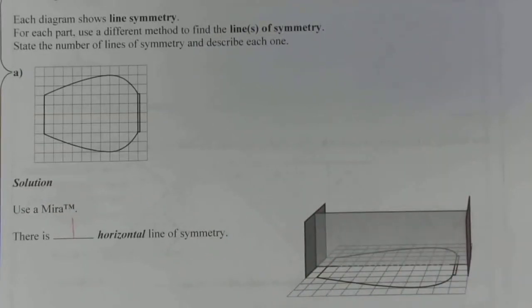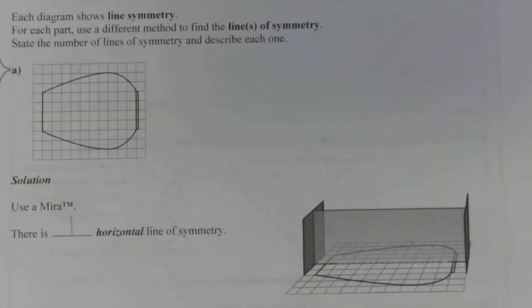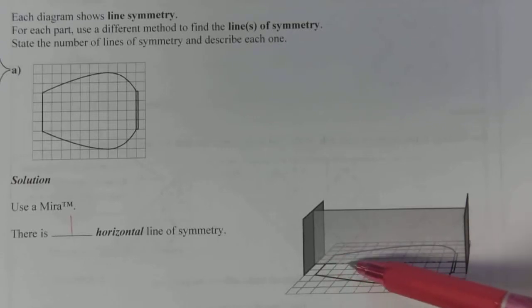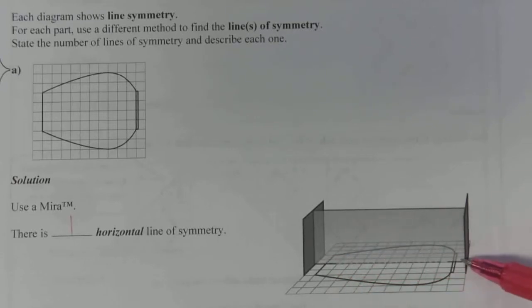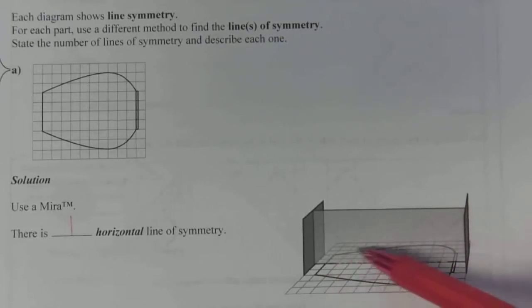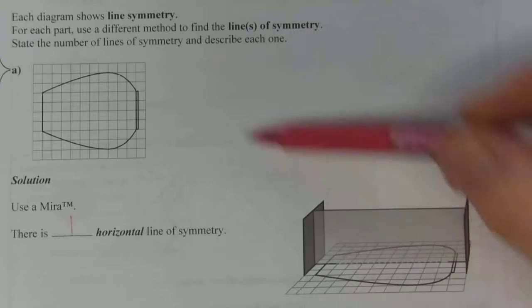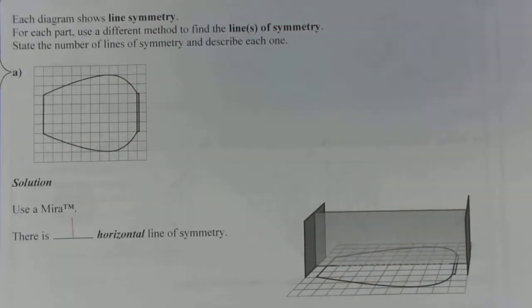And this diagram here shows the use of a mirror. If you hold it on this line of symmetry, and if it reflects properly, it looks like the original image. You can see that this reflection on the close side is shown here, and it looks like the original diagram.